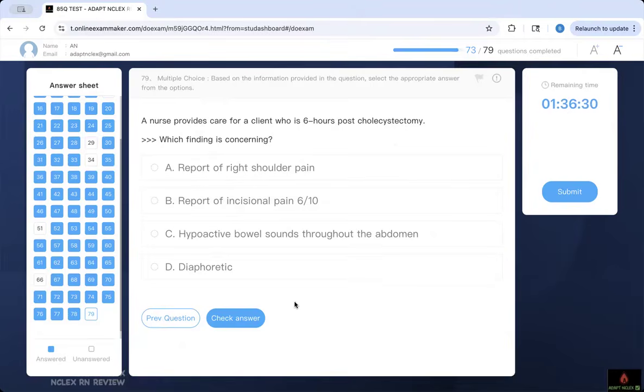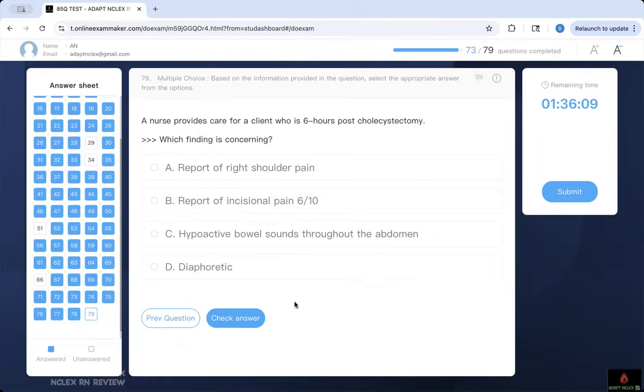Shoulder pain 6 out of 10, hypoactive bowel sounds, and diaphoretic. What do you think? Which one? Put down your answer. Let me know. Shoulder pain post cholecystectomy, should that worry you? Incisional pain 6 out of 10, should that worry you?